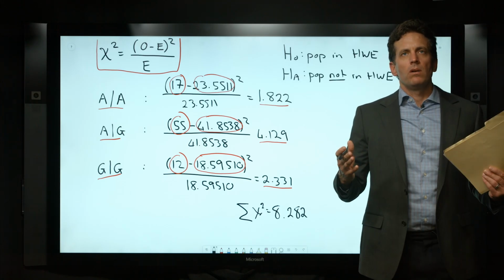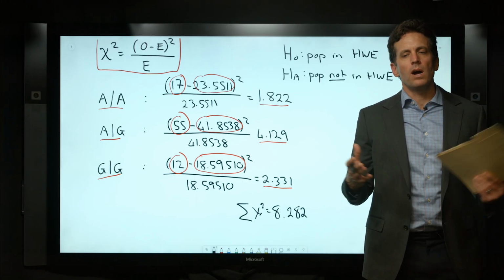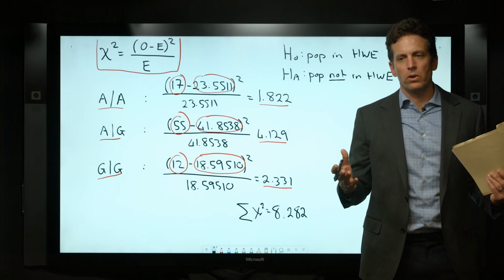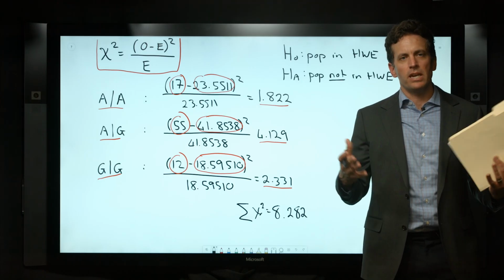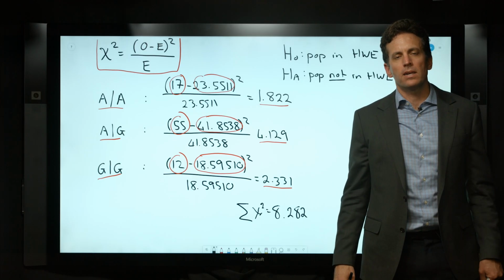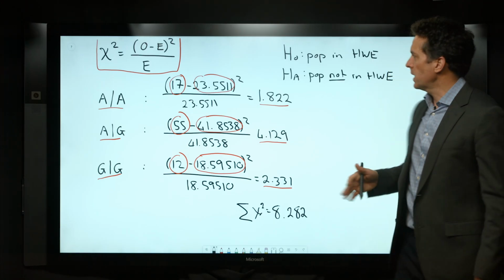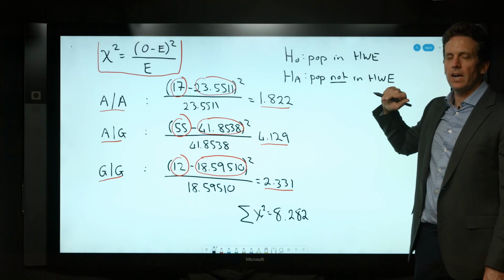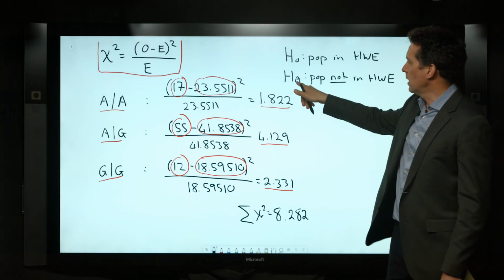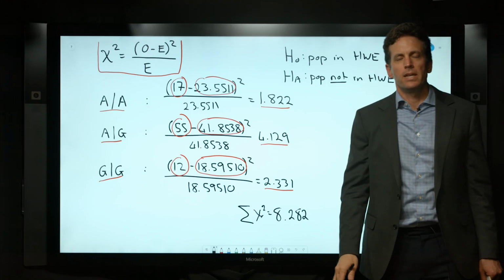Now let's think about what we're testing here. Our expectation, remember, for the null hypothesis is that nothing unusual is going on. And Hardy-Weinberg equilibrium gives us an expectation of what things should look like when nothing is going on. And so in this case, we define our null hypothesis as the population is in Hardy-Weinberg equilibrium, and the alternative hypothesis is that the population is not in Hardy-Weinberg equilibrium. And that's what we'd like to test.